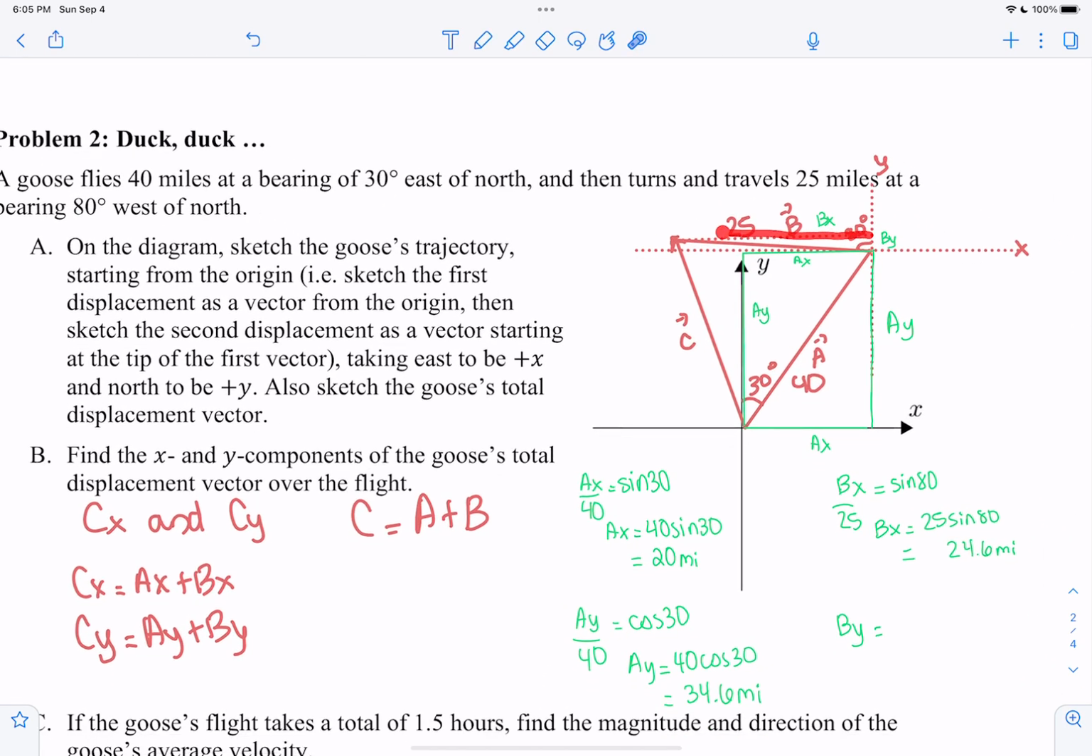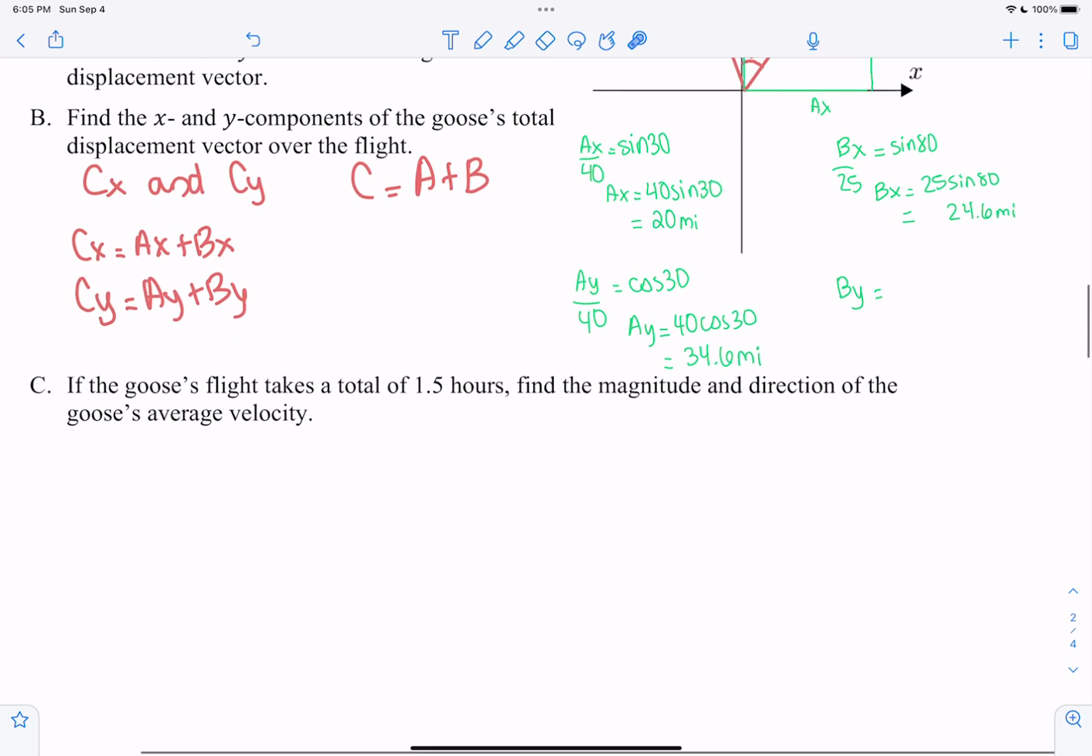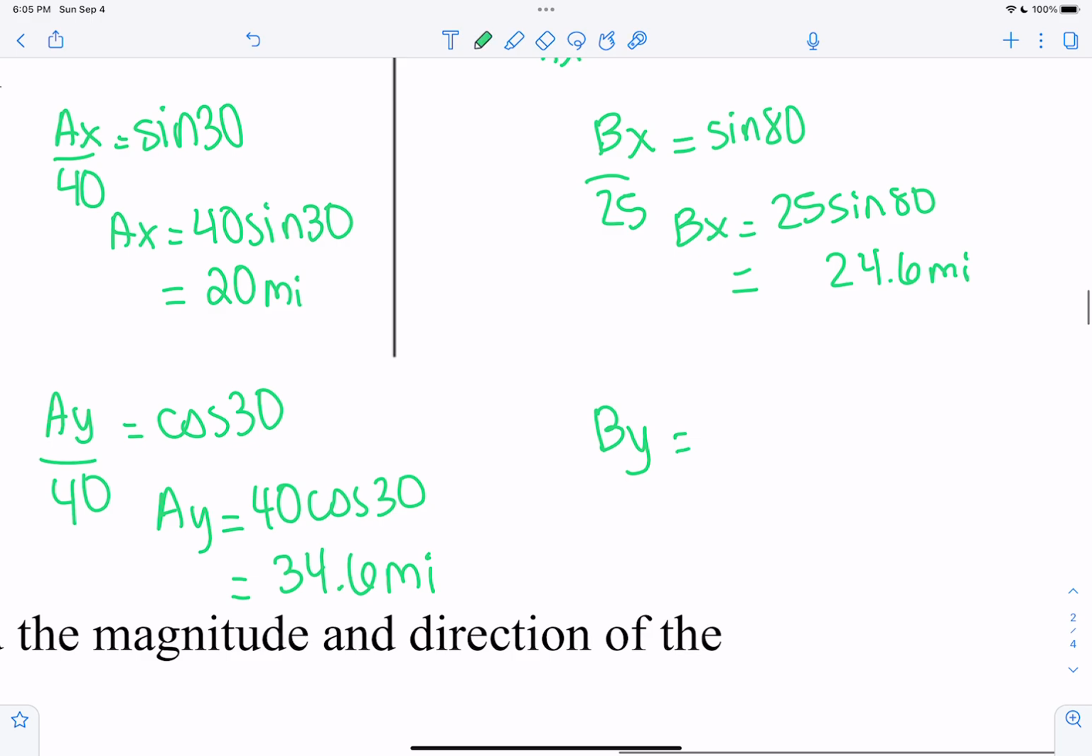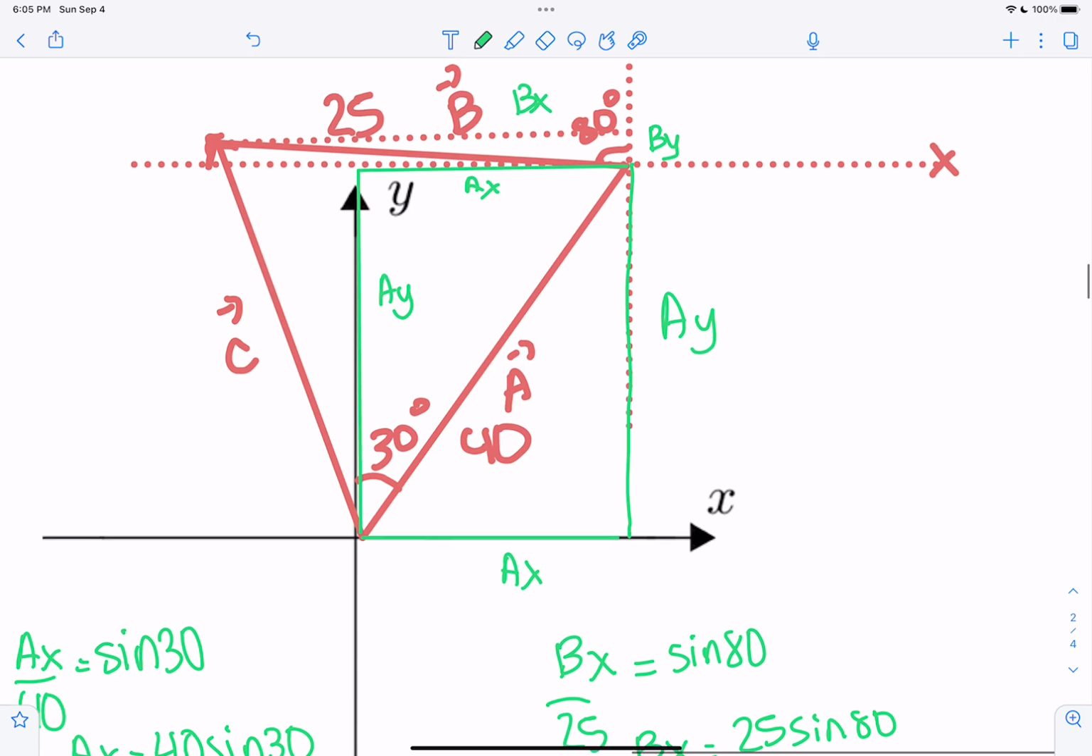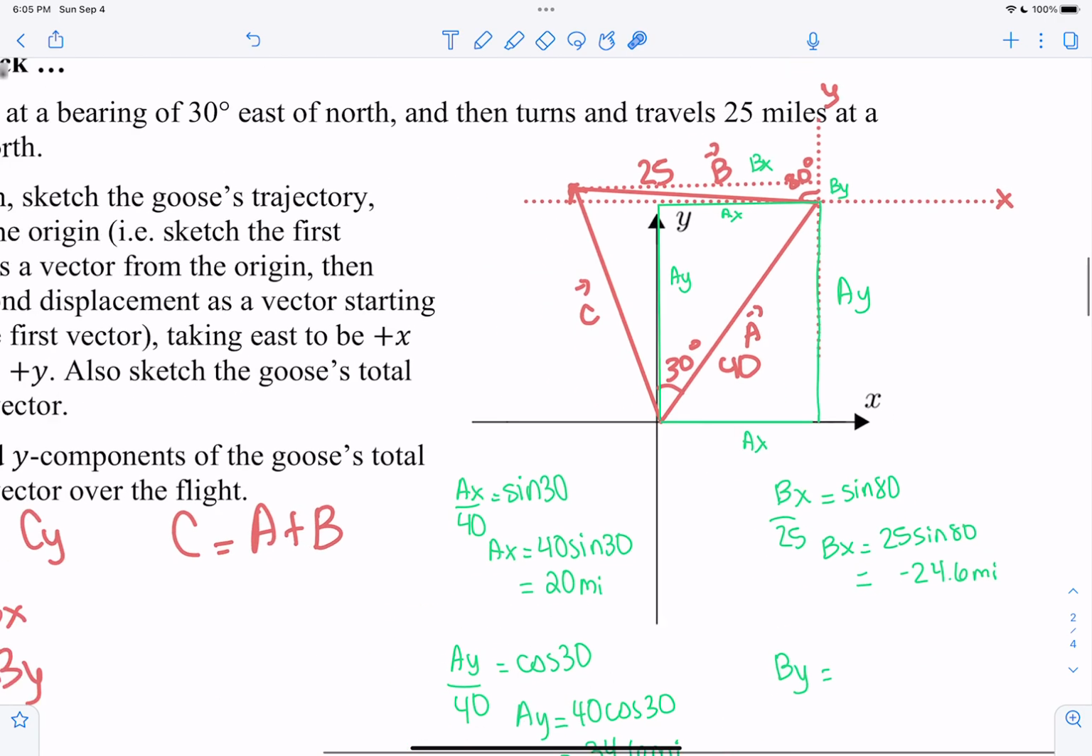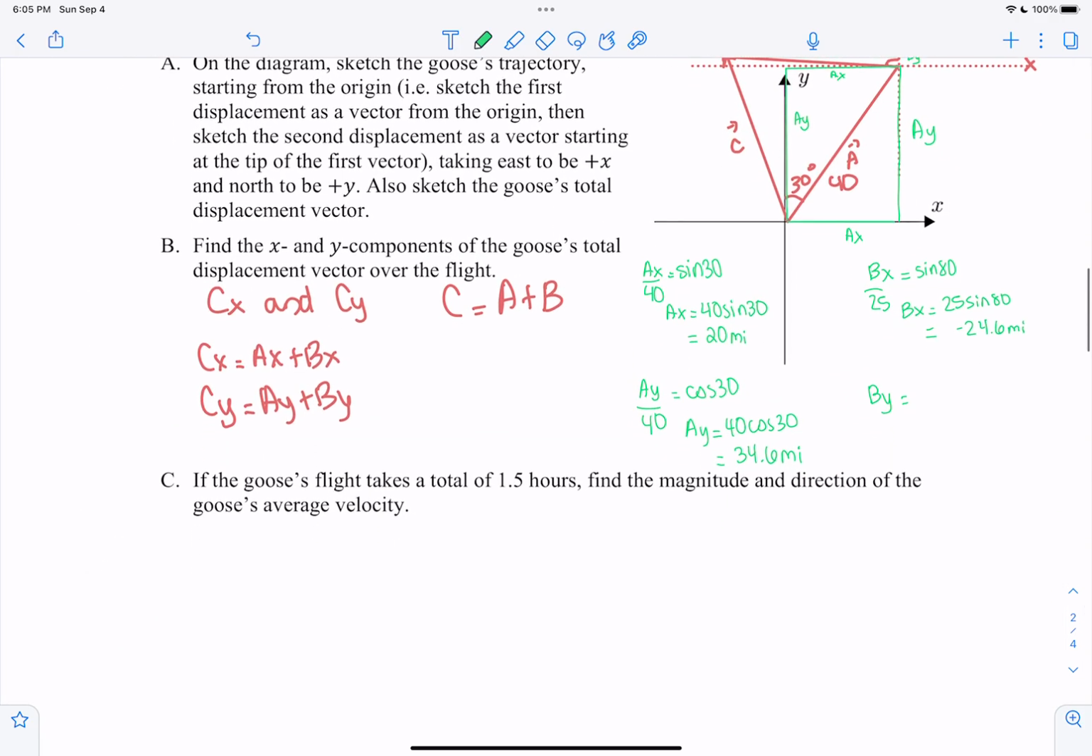Now, the key here is, since this is in the western direction, and they said that positive x is east, if this was west, then what do we have to add here? Yep, exactly, negative. So negative 24.6 miles because you're going west, right?